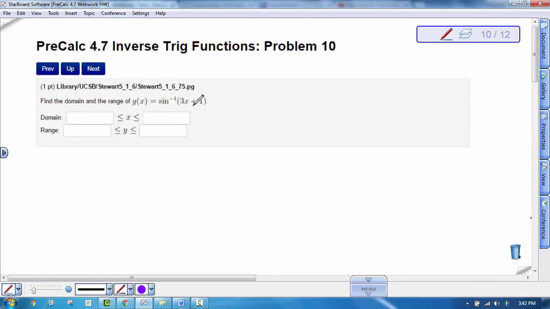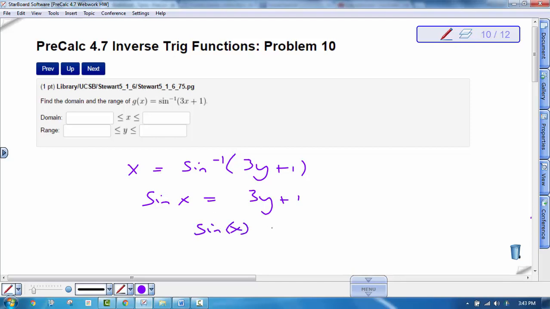The next problem gives us this function here. I'm going to actually switch x and y, and I'm going to find the original function because I find it easier to find the domain and range of the original and then switch those. So I'm going to take the sine of both sides, and then subtract 1, and divide by 3 to get y. So here's my original function, rather, because I went backwards.